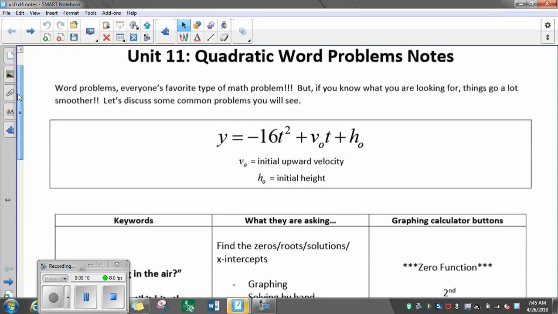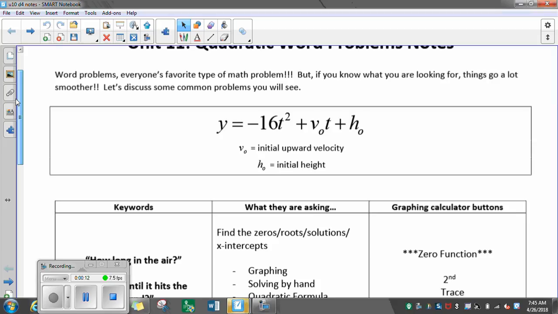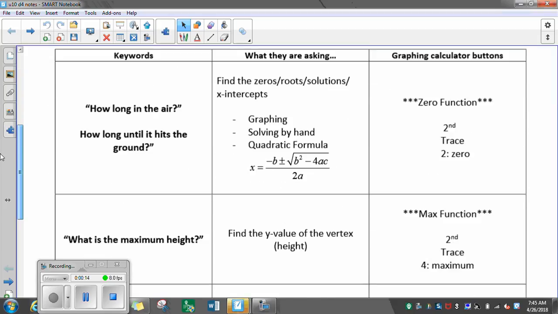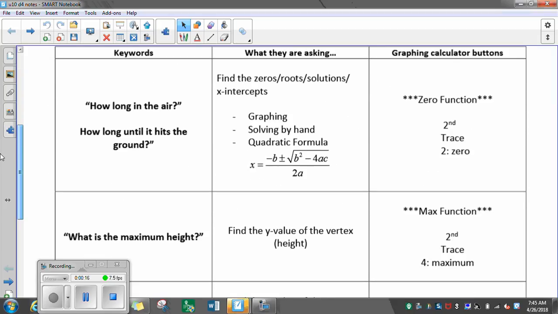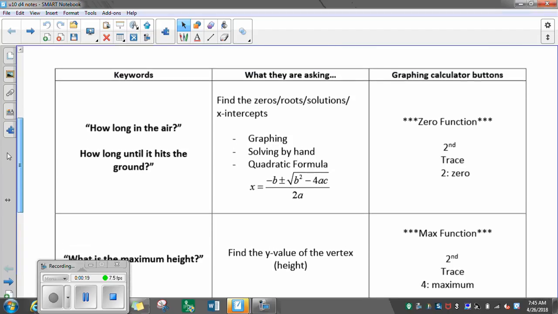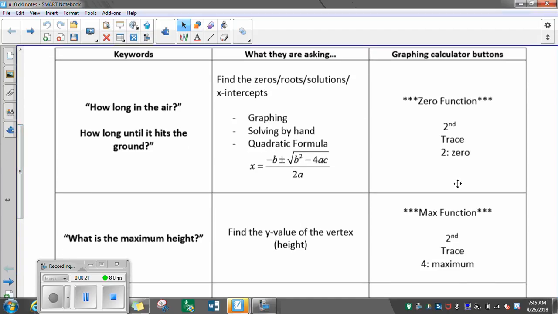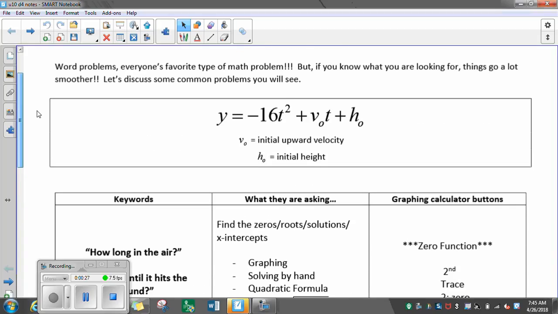Now this whole first page basically lets you know what everything is. It kind of gives you a laydown of what keywords are, how you can solve it, what you're looking for. And it gives you a little bit of calculator stuff. If you want to play with that, we can do more calculator stuff in class for sure. You'll definitely get the calculator stuff before your SOL.